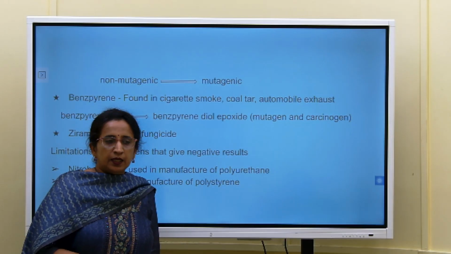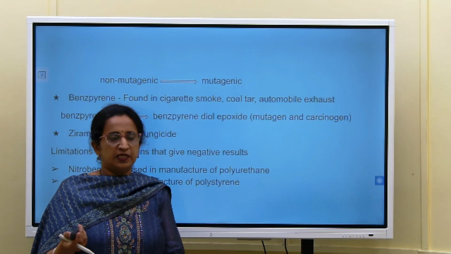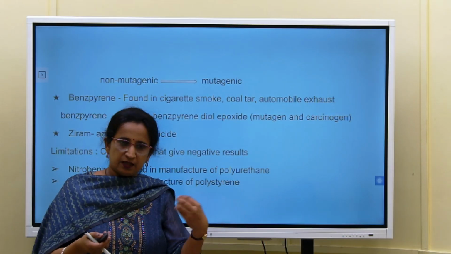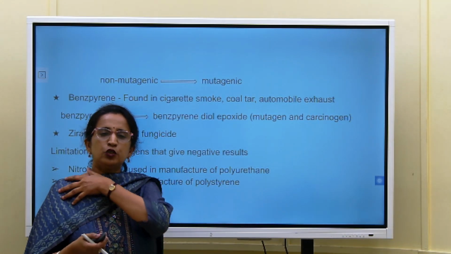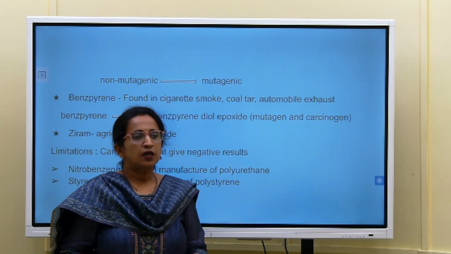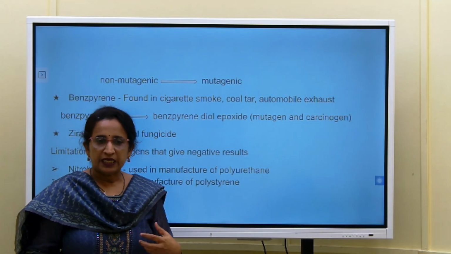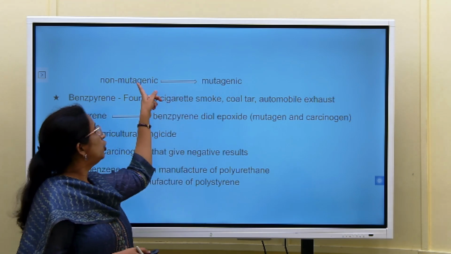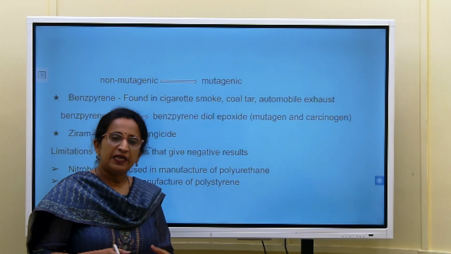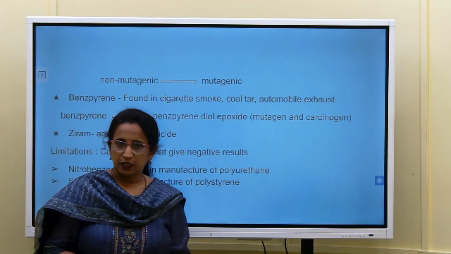So, there are some chemicals we are surrounded by which are mutagenic. When you do the Ames test, you will directly get the colonies growing there, you will get the revertants. But there are many chemicals which become mutagenic only when they are metabolized by your body. That is, the original chemical will be non-mutagenic, but when it goes inside your body, it is metabolized by your own system, and then it becomes mutagenic.